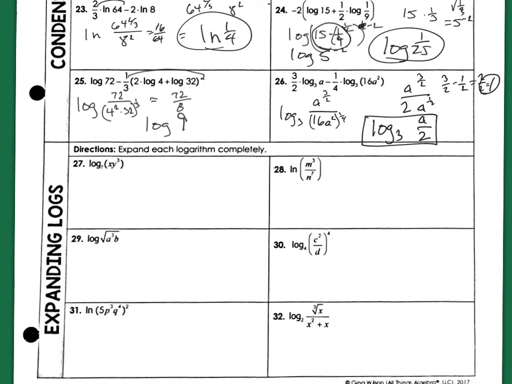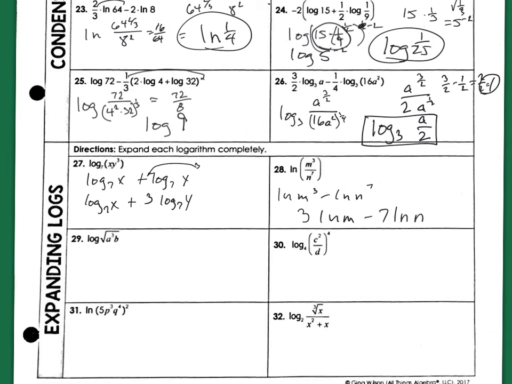Now we're going to go the other way. We're going to expand these out. So these are going to get kind of big and messy. That's the whole point. So we have log base 7 of x plus the log base 7 of y to the 3rd. And of course this goes out in front. Log base 7 of x plus 3 log base 7 of y. Natural log doesn't change, it's just easier to write. Natural log of m to the 3rd minus the natural log of n to the 7th. So 3 natural log of m minus 7 natural log of n.